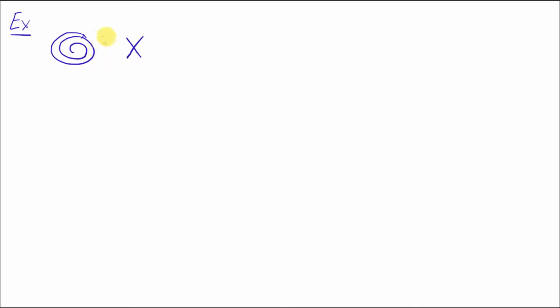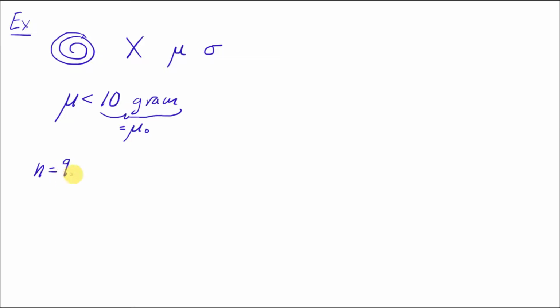A bakery bakes cinnamon buns, and let X be the amount of fat in one cinnamon bun. It has an unknown expectation value and standard deviation. The bakery claims that their cinnamon buns have less than 10 grams of fat, so this is mu0.